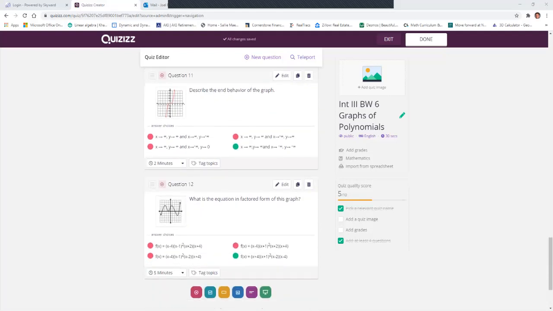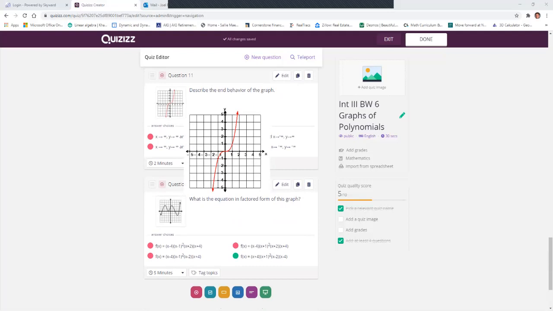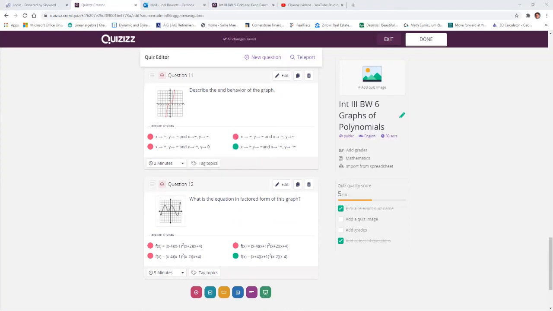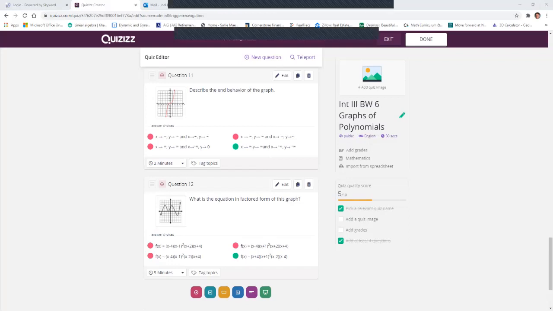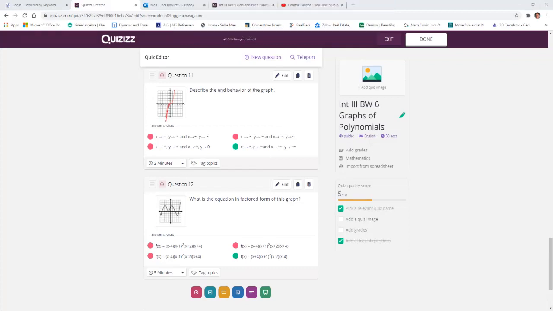Question number 11. Describe the end behavior on this graph. Well, it looks to me that as x gets closer to -infinity, y gets closer to -infinity, and as x gets closer to +infinity, y approaches +infinity. And let me try to draw this one out for you. As x gets smaller, notice that y is forever going down, right? And then as x gets larger, y is forever going up. Therefore, the answer is going to be this one here.